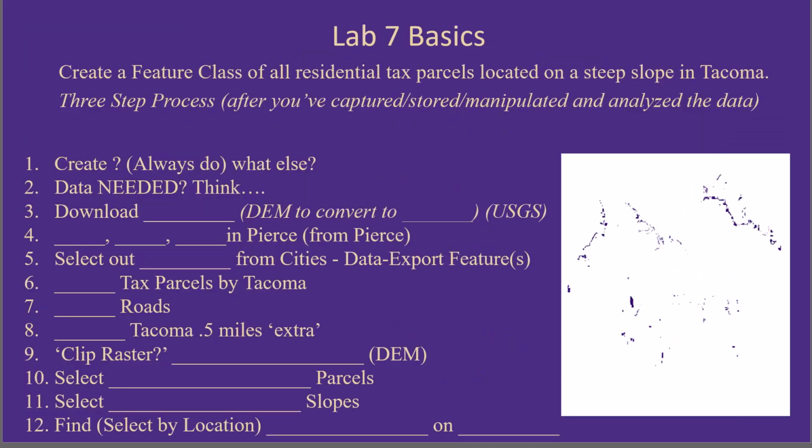On to the lab. The main goal of this lab is to create a singular feature class consisting of all residential tax parcels located on steep slopes in Tacoma. Once you collect your data, it's about a 3-step process. And I write in here, after you've completed the capture, store, manipulate, and analyze the data using our traditional definition of GIS. So let's just quiz you here as you're watching this PowerPoint or just looking through the slides.